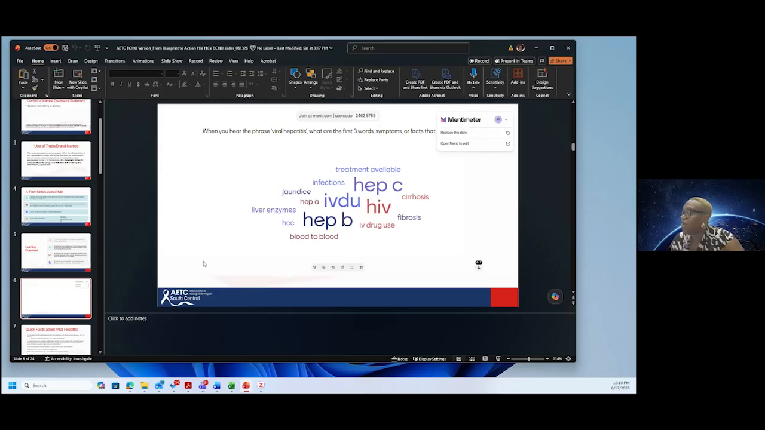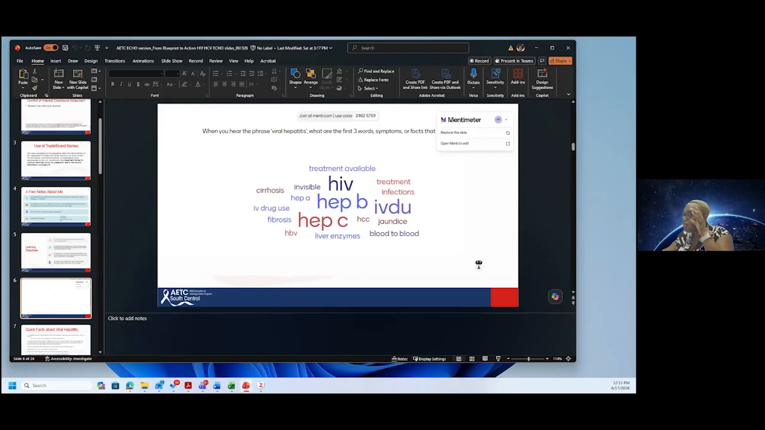I don't know if people are still replying. Treatment available, yes, these are all good. Very, very good. Okay, well, I'm assuming that's everyone. HPV, yes. Okay, good. Thank you for participating to those who participated. These are all very good words, symptoms, and facts when you think about the phrase viral hepatitis.